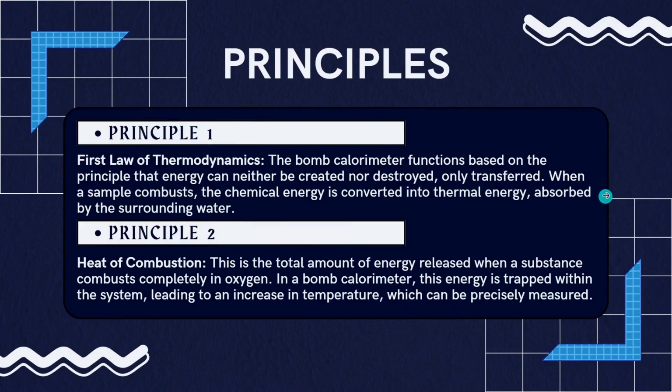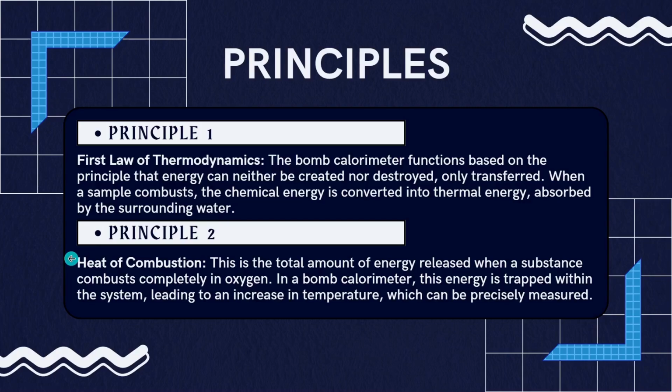Let's talk about the principle. There are two principles involved in bomb calorimetry. The first is the first law of thermodynamics, which is that energy can neither be created nor destroyed. So the bomb calorimeter functions on the principle that energy can neither be created nor destroyed and is only transferred from one form of energy to another. When a sample combusts, the chemical energy is converted into thermal energy absorbed by the surrounding water.